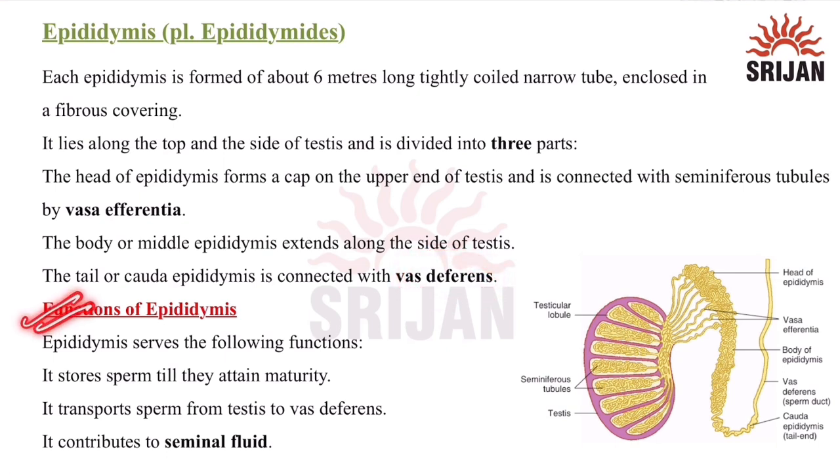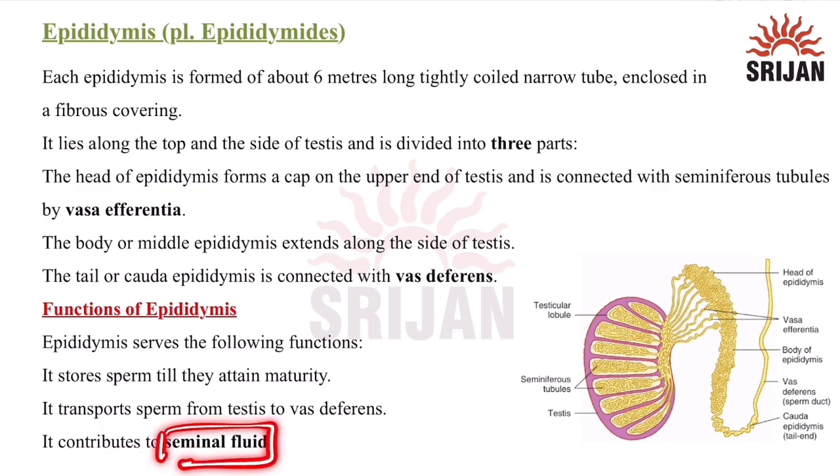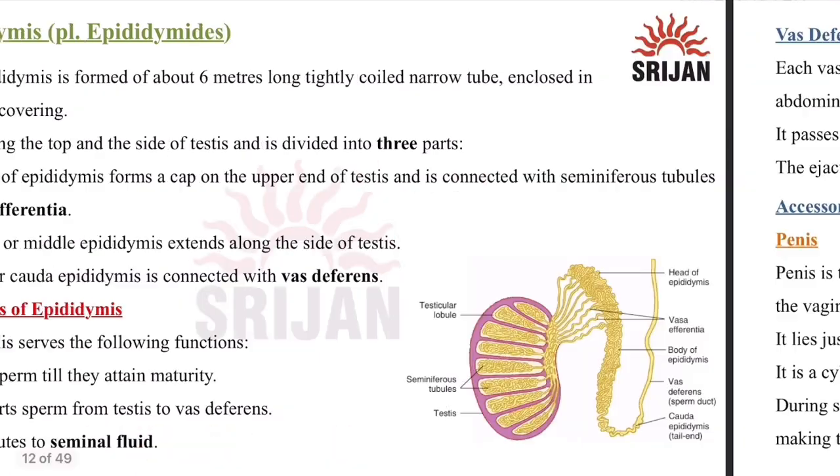Now, the function of epididymis. Basically, this coil has the function of storing the sperm until they attain their maturity. Second is the transportation of sperm from the testis to vas deferens. It also contributes to the seminal fluid. You will learn more about this later on in this video.